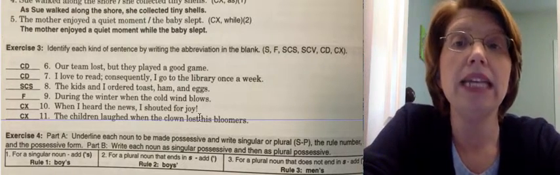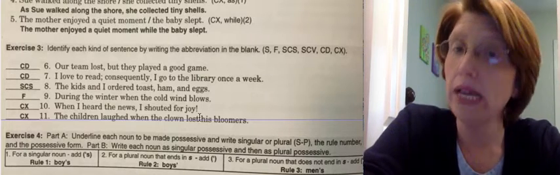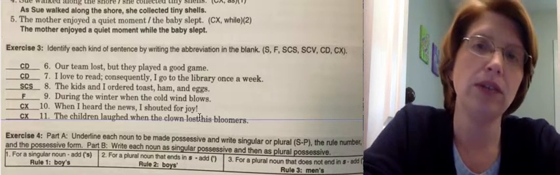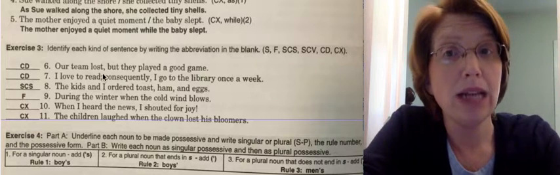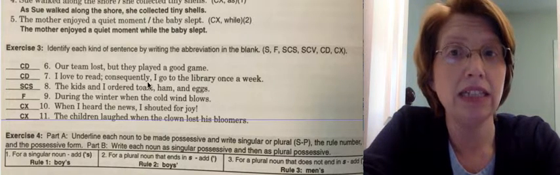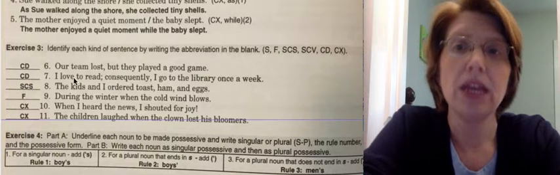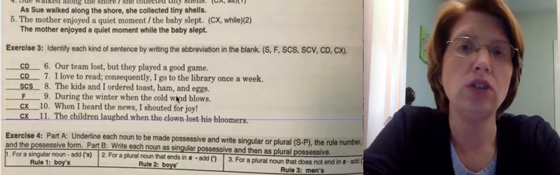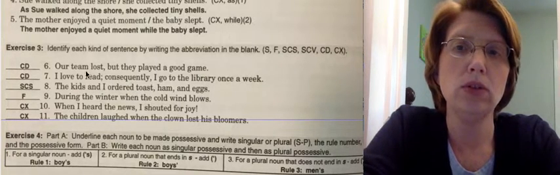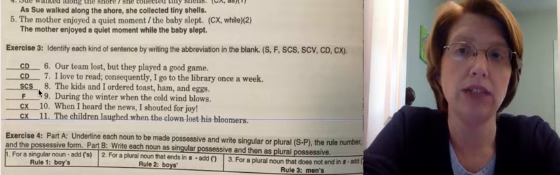I love to read, semicolon. Consequently, I go to the library once a week. Remember, we practiced this semicolon and this transitional word, so this is a compound also. The kids and I, 2 people, ordered toast, ham, and eggs. We did one thing, but there were 2 people, so that would be compound subject.